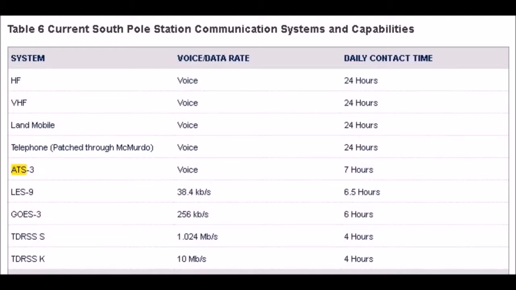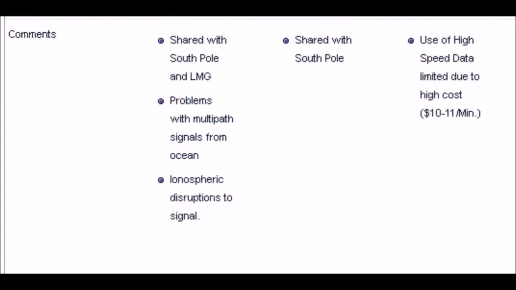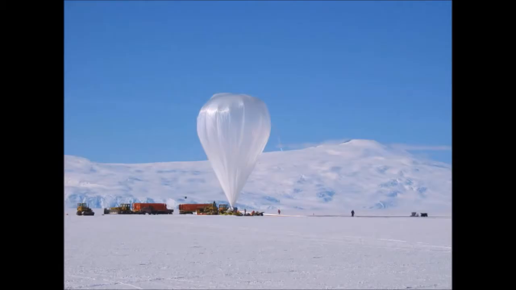Yeah, that is just insane. I don't even know what to say about that. It's just ridiculous. So, you can see right here, they say they get 2 hours minimum per day contact with this satellite. Link quality, port affair, variable due to the ionosphere. Let's look at the comments. Shared with South Pole and LMG, problems with multipath signals from the ocean, and the ionospheric disruptions to signal.